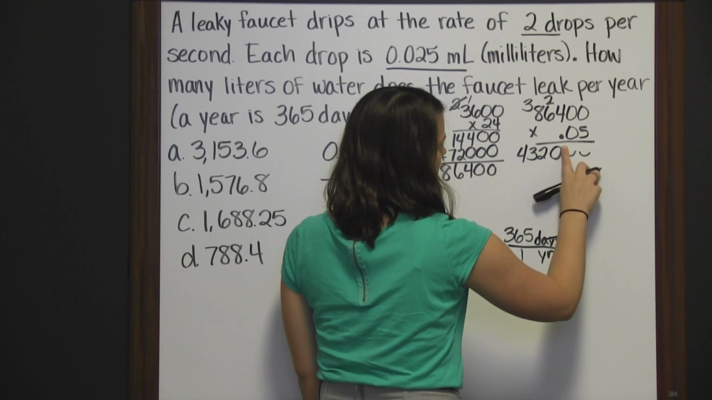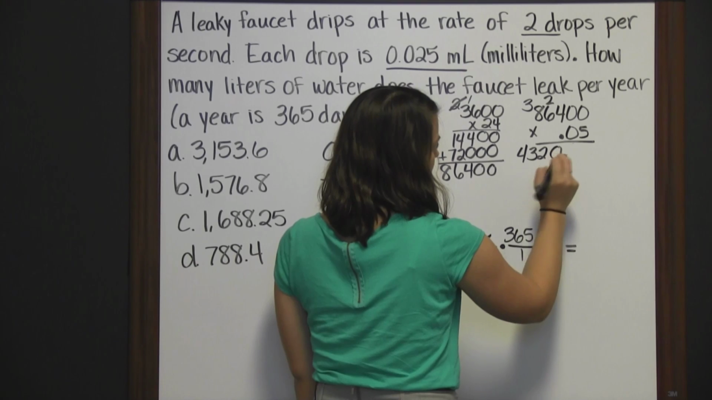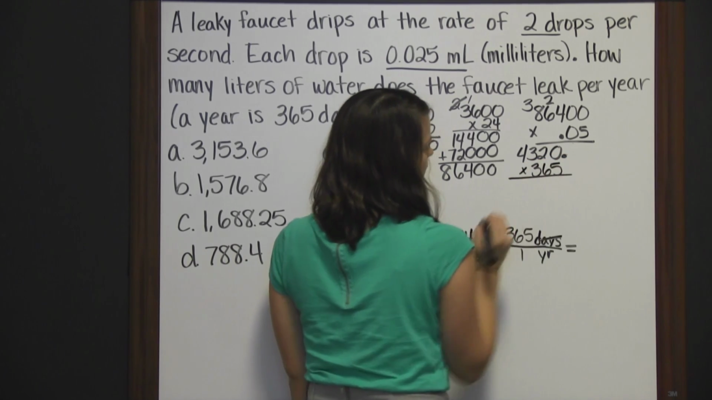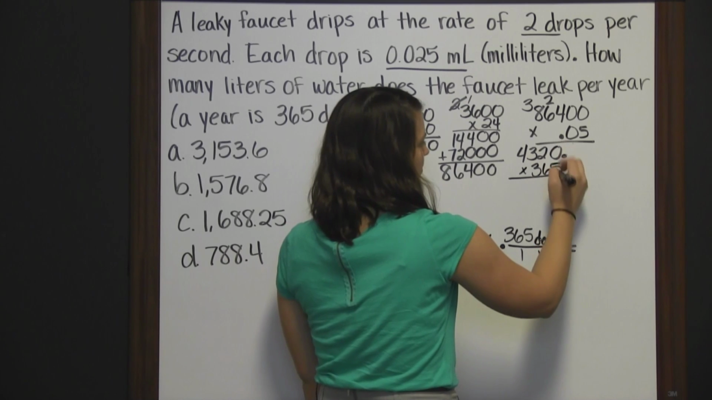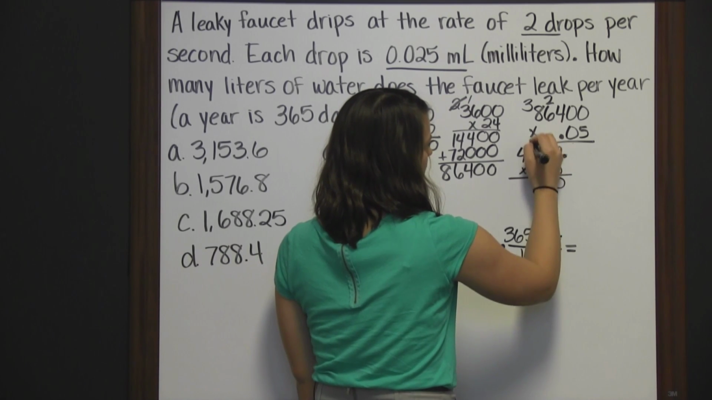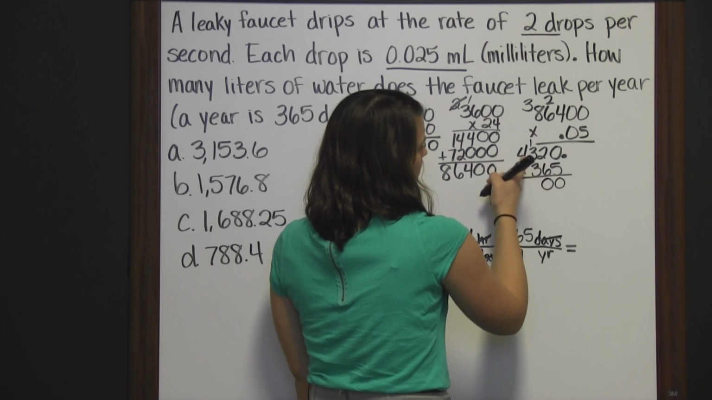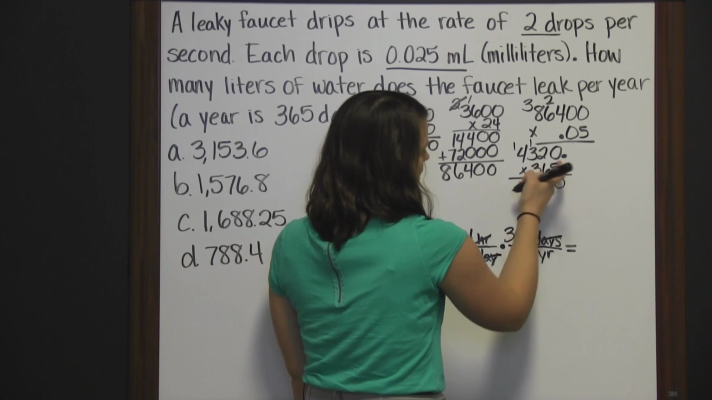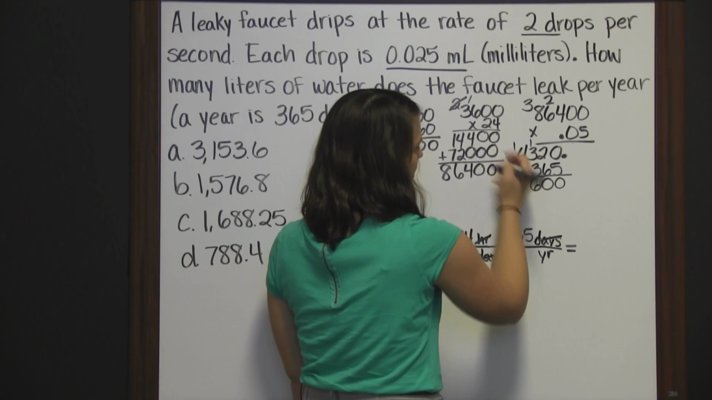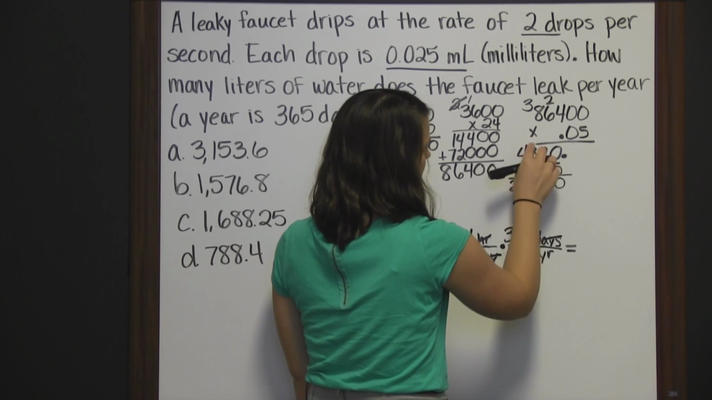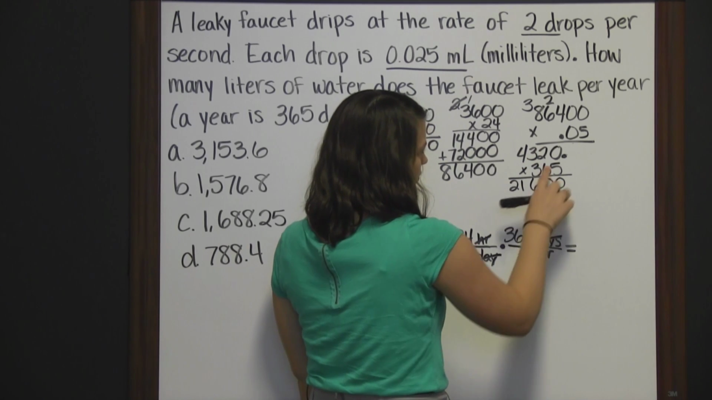I can get rid of these zeros back here. They don't affect my number. So I'm just going to multiply times 365. 5 times 0 is 0. 5 times 2 is 10. Carry the 1. 5 times 3 is 15, plus 1 is 16. Carry the 1. 5 times 4 is 20, plus 1 is 21. Okay, so get rid of these so that we can move on to our next number, which is 6.